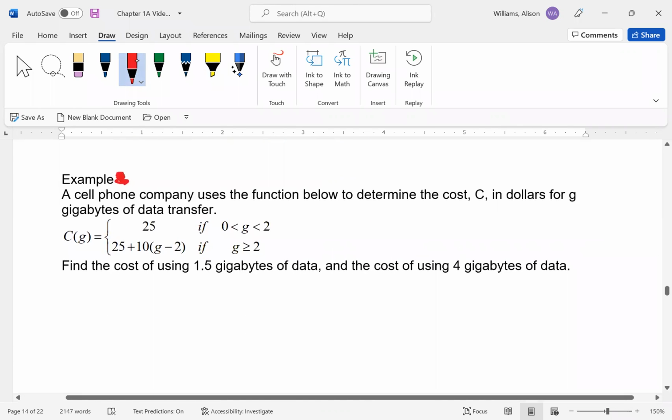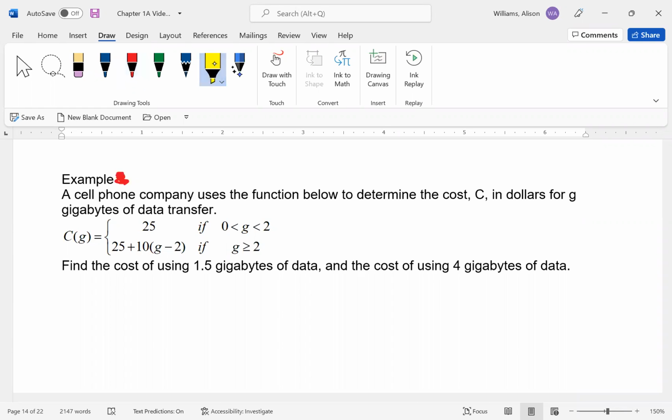Okay, this time they're giving us an equation, and this is for cost in dollars based on gigabytes for data transfer. Okay, so we can kind of see from here that if our gigabytes are from 0 to 2, but less than 2, we're going to spend $25. That's what that says to me. Otherwise, there's this complicated formula we have to use when it's bigger than 2, okay? So now that we kind of see that that's what this equation is telling us, let's finish this problem.